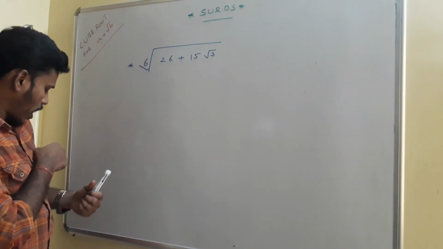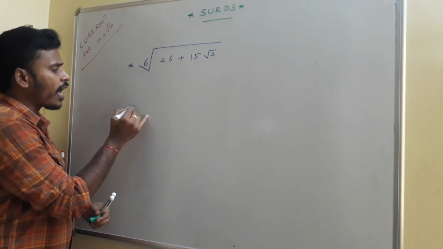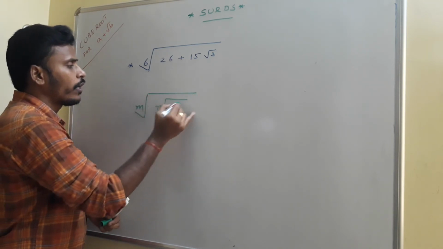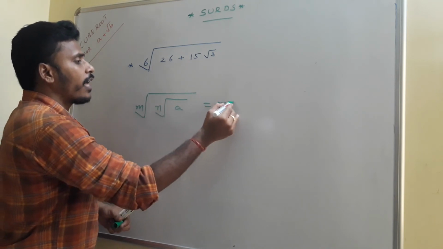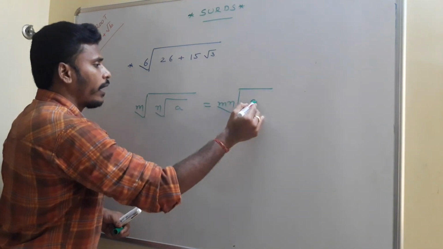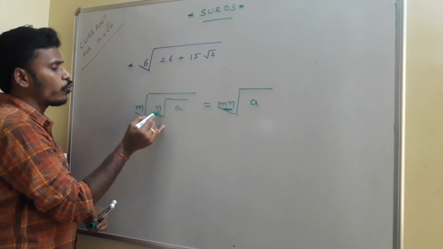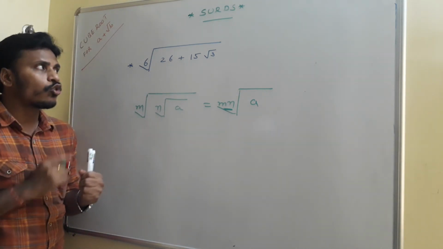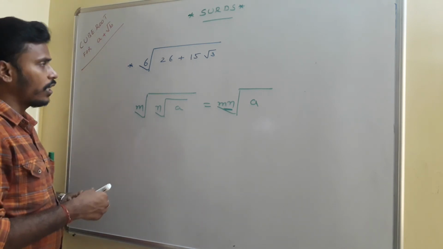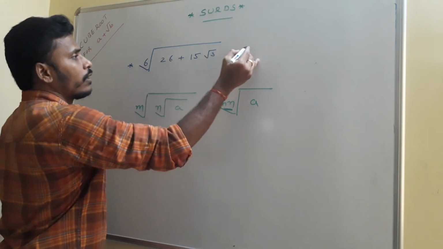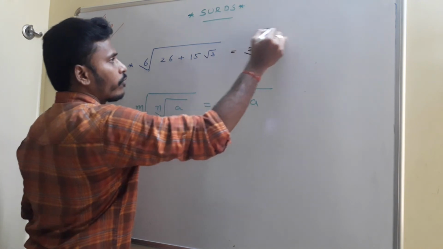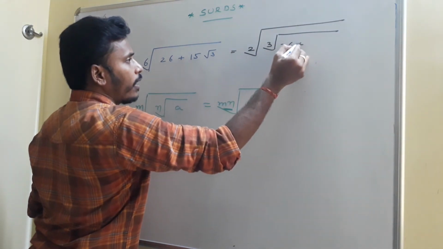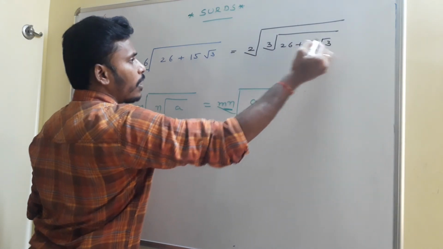We have a law that, as I told you, mnth root of a can be split like this: mth root of the nth root of a. With that idea, this sixth root of 26 plus 15 root 3 can be written as the second root of the cube root of 26 plus 15 root 3. Both are the same actually.